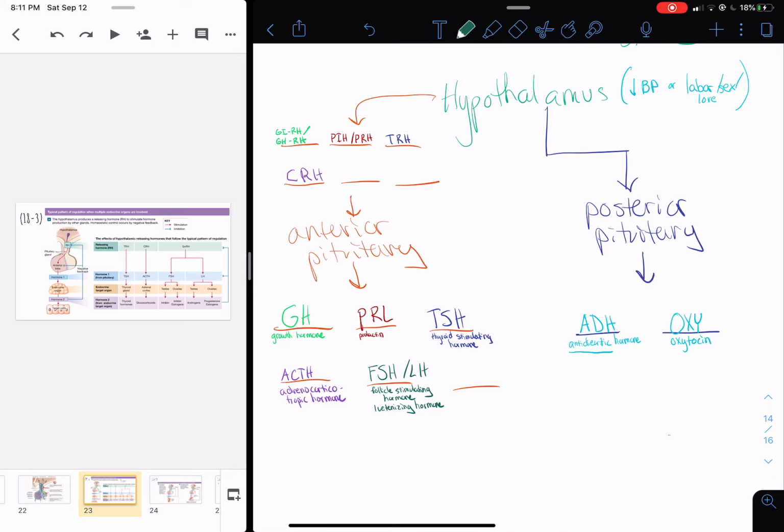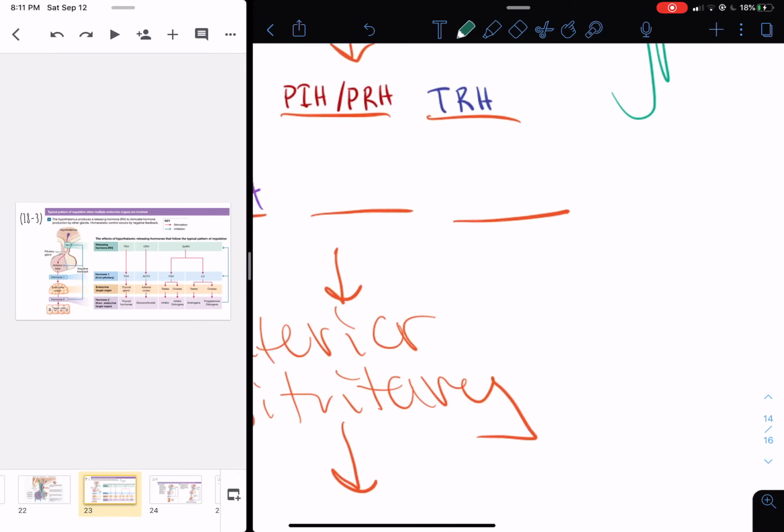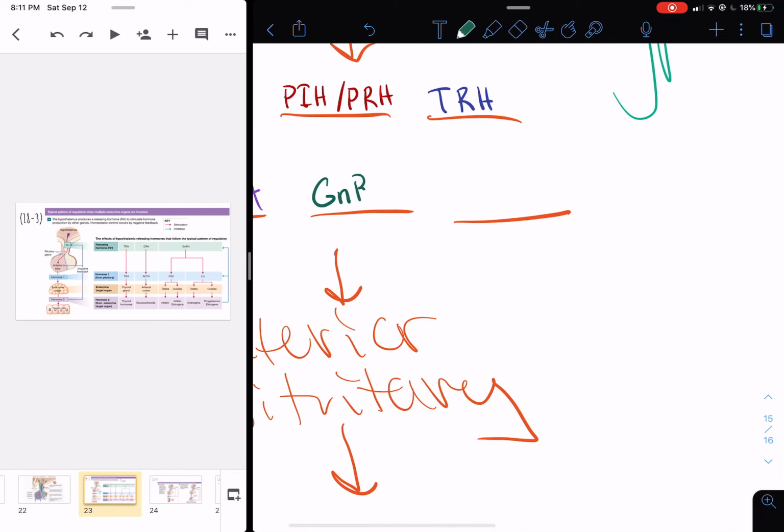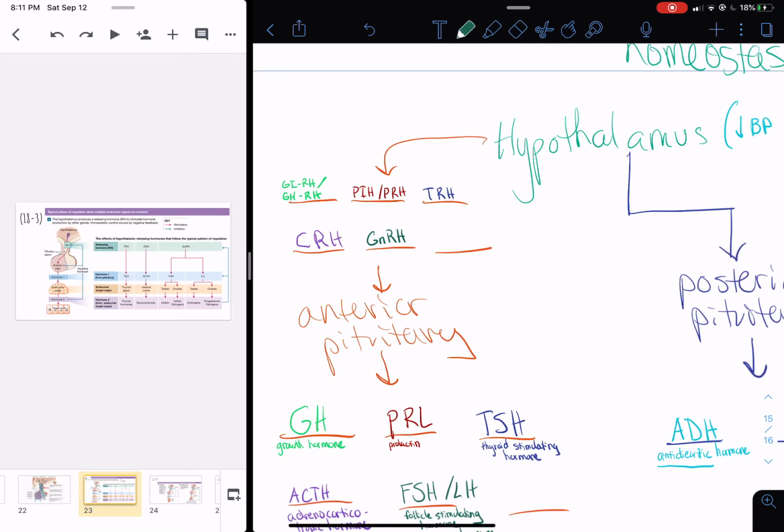And in order for this to happen, the hypothalamus has to release something called GnRH, and that n is a lowercase n on purpose, and that's gonadotropin releasing hormone, in order to tell the anterior pituitary to make FSH and LH.